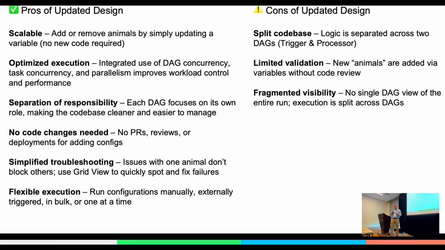Some of the cons that I thought about were splitting the code base, right? That could be a con if you wanted all of your DAG code in one file, depending upon use case. Limited validation. You could probably add in rules, but for now, we don't know if what they're sending is actually an animal, right? If it's even going to succeed at this point. And then, again, fragmented visibility. You're going to have to go to multiple DAGs to see how the workflow went.